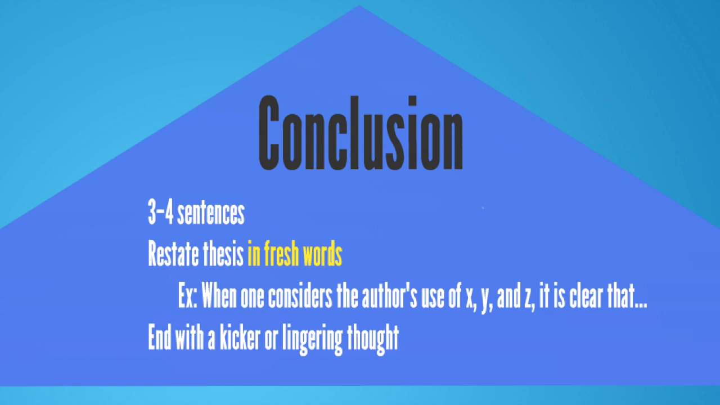I like this sentence starter I give my classes all the time. When one considers the author's use of ethos, pathos, and logos, it is clear that blah, blah, blah. It's a really effective generic sentence starter. It leads to success. It makes your reader happy. So you're welcome to use that sentence starter as you're beginning your concluding paragraph. And then you end with a kicker or a lingering thought like, why does any of this even matter?